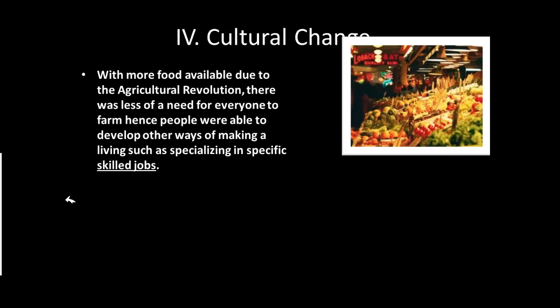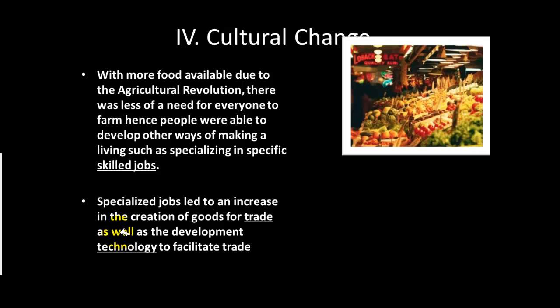The more food that was available during the agricultural revolution, because these people settled in fertile land, meant that every person was not needed to farm. You could have a small number of people farming, which allowed other people to focus on other jobs. So we start seeing the first forms of specialized labor being developed here. There was less need for everyone to farm, so we were able to develop other ways of making a living, such as specifically skilled jobs.